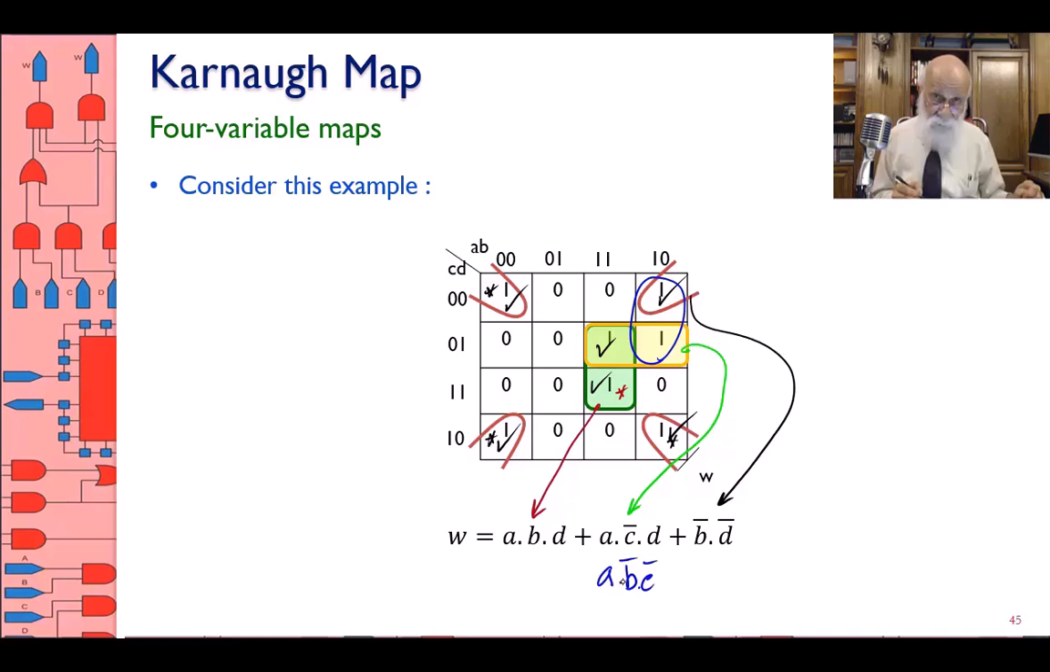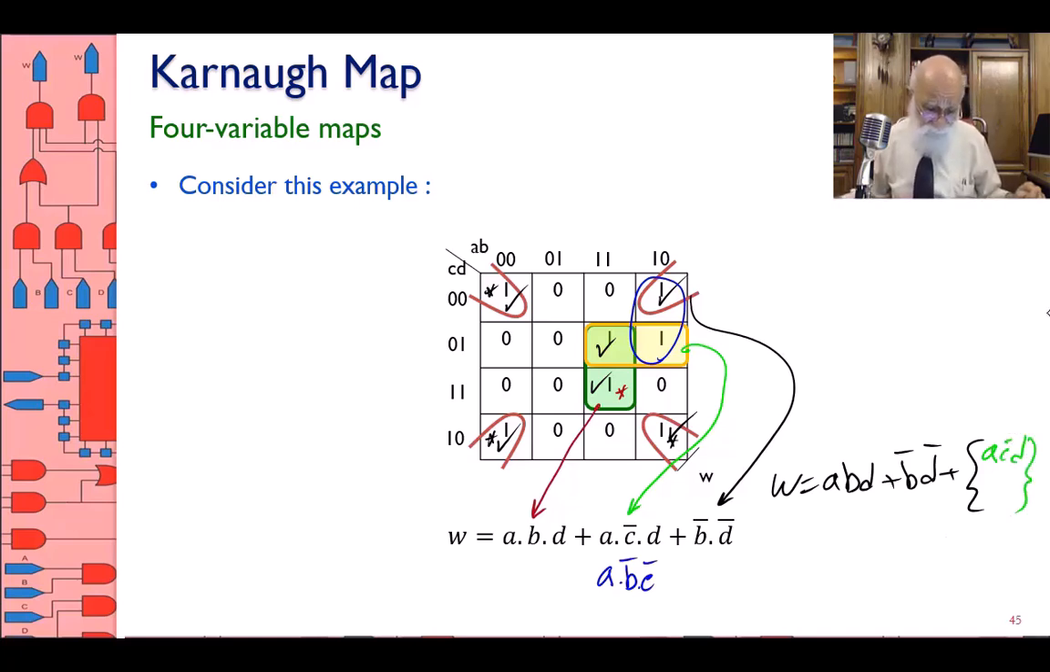Okay? So your solution is the following. W is A, B, D, ORed with B bar, D bar, ORed with either this one, which is A, C bar, D, which is the solution I have there, or this one, which is A, B bar, C bar.